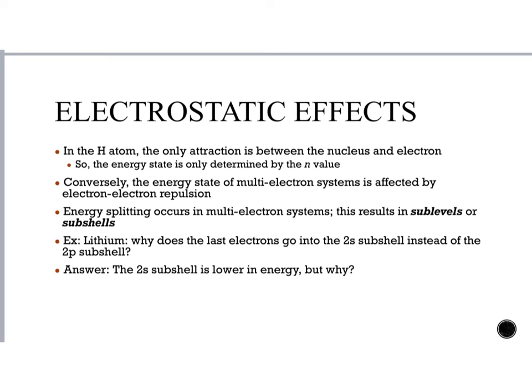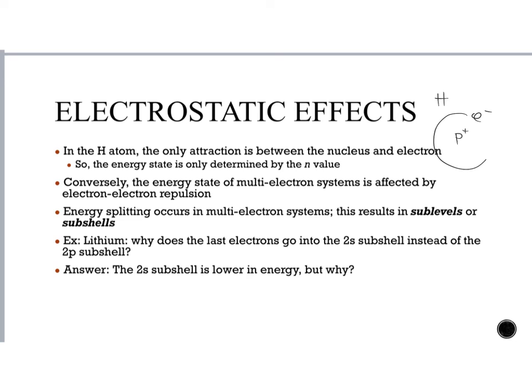Okay, here we get into some craziness, some more physical chemistry, and ask, why do we have all these different sublevels? Why do we have S and P and D? Why can't everything just be in the same shape? Well, consider the hydrogen atom. There's only one electron, so the only attraction is between the nucleus, which is positively charged, and the electron, which is negatively charged. So the energy state of that atom is just determined by the N value of that electron, which if it's at a relaxed state, N is equal to 1.